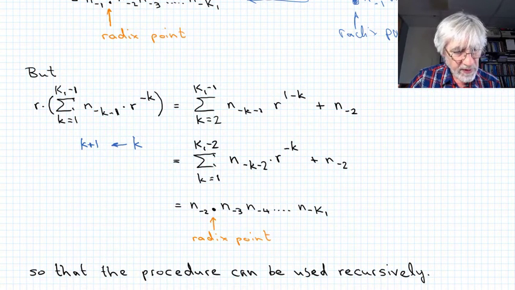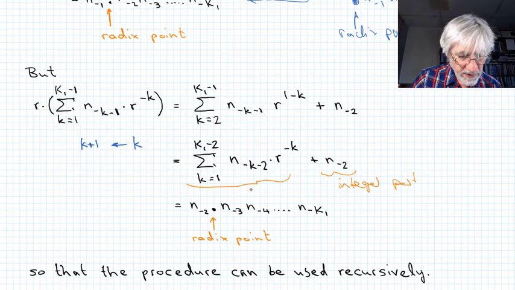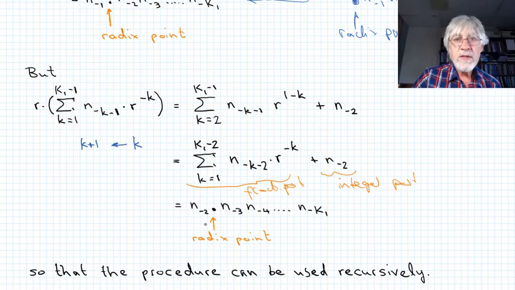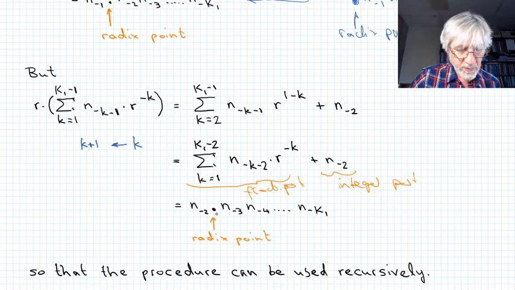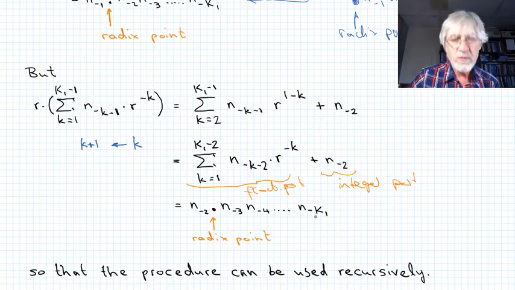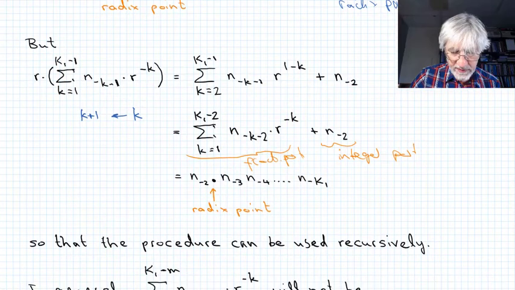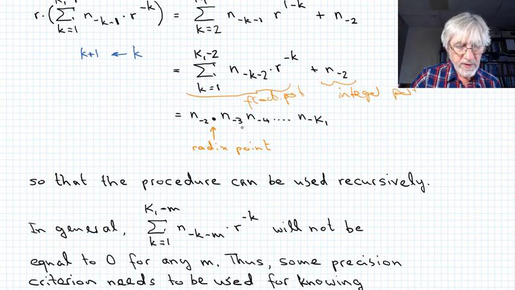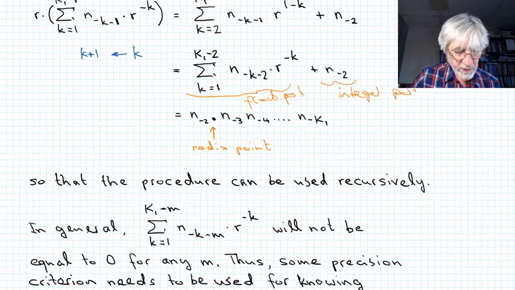And so we are again at the point where we have here an integer part and here the remaining fractional part. And so we have now effectively the representation n sub minus 2 and then radix point and then n sub minus 3, n sub minus 4 up to n sub minus capital K sub 1. And we can see that we can use that procedure now recursively, and we're going to shift once more to the left. We get n sub minus 3 out and so forth.